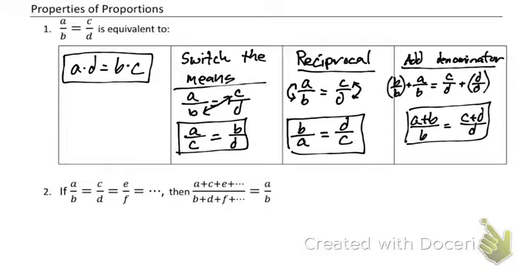So once again, we can do our cross product or our means extremes. You are allowed to switch your means between these two places and everything stays balanced. You're allowed to take the reciprocal of both equations, and you're allowed to add the denominator on each side. In this case, it'd be the denominator of the left-hand ratio, and then add the denominator of the right-hand ratio. Make sure you do it top and bottom. So you'd have A plus B over B equals C plus D over D.